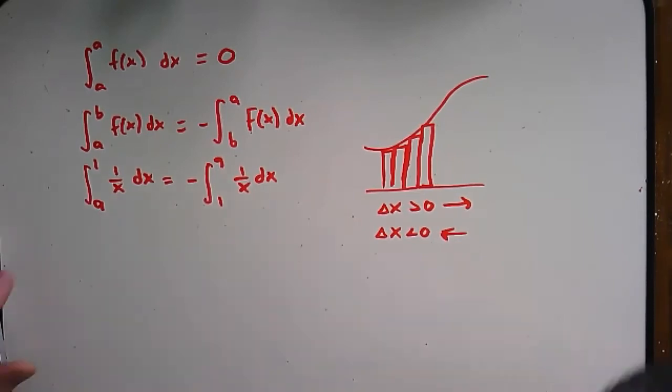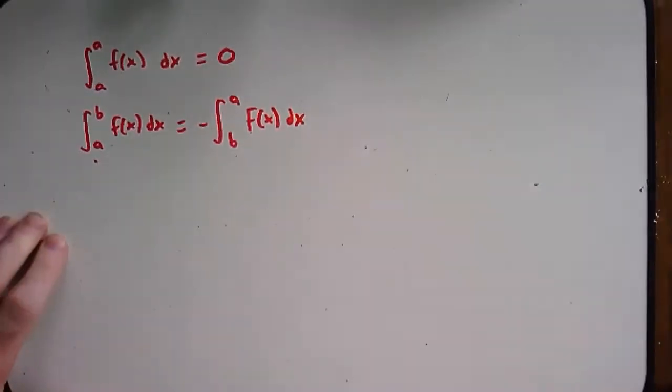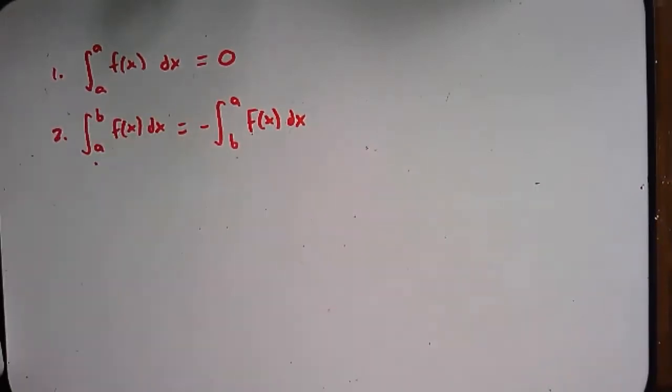I'm going to keep that and just get rid of our little example here. These are numbers, it's not really important. They probably have names too. The names aren't important either. You just need to know that these are things that work with definite integrals.